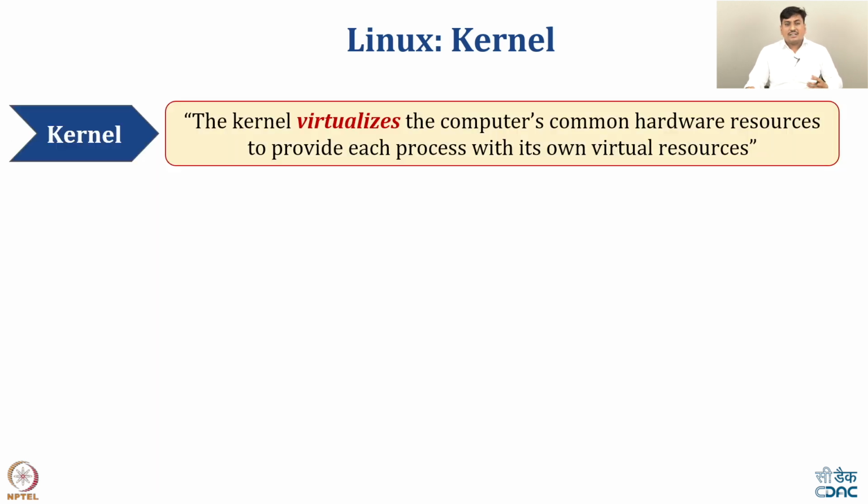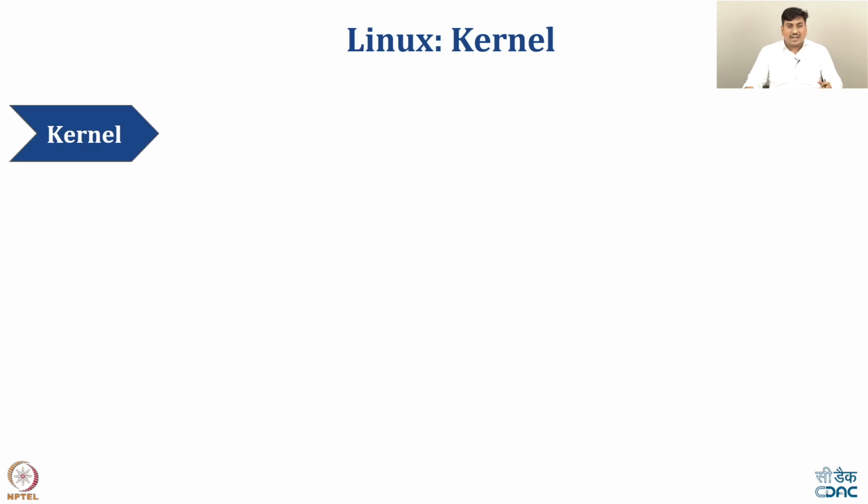So basically what the kernel does on the system is virtualize the computer's hardware resources with its own virtual resources. It means that from the kernel perspective the hardware is one, and from the application perspective there are different virtual machines or virtual resources available, so that each application feels that the hardware is totally dedicated to it only. So let us try to understand that aspect.